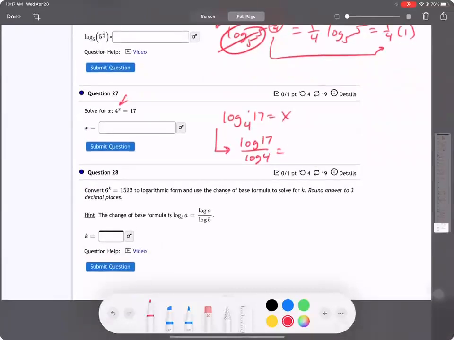Number 28, convert this into a log form. Sure. Circle of logs: log base 6 of 1522 is equal to k. Then they want you to write this using a calculator answer. That's log 1522 divided by log of 6.